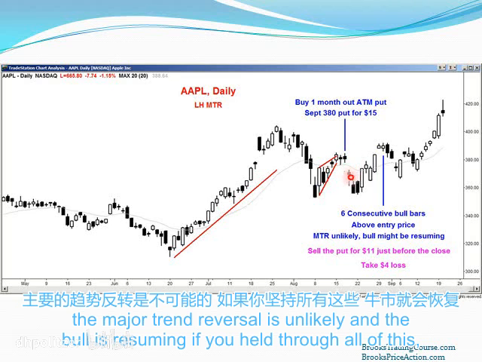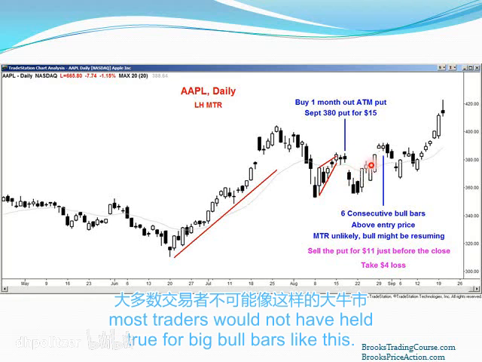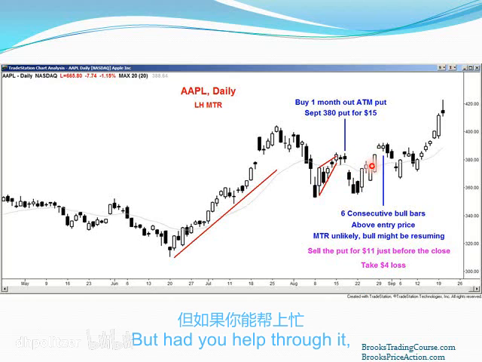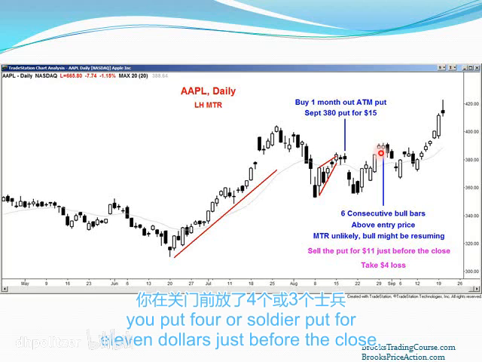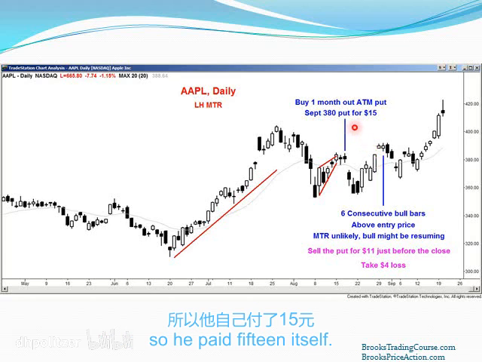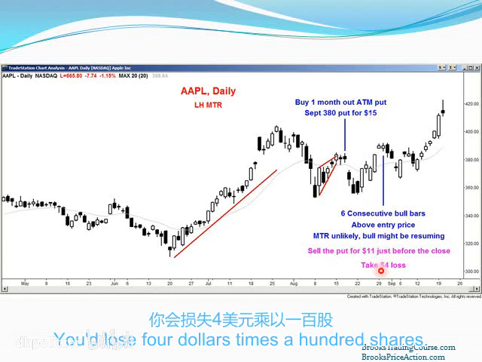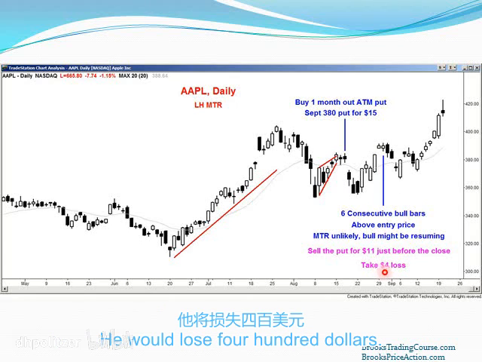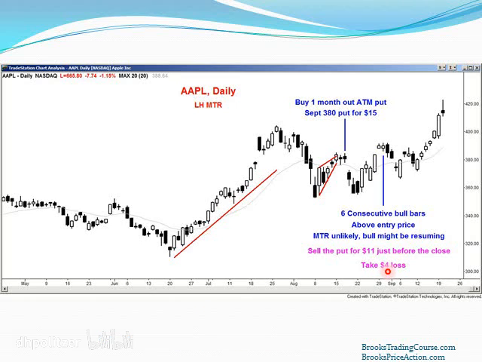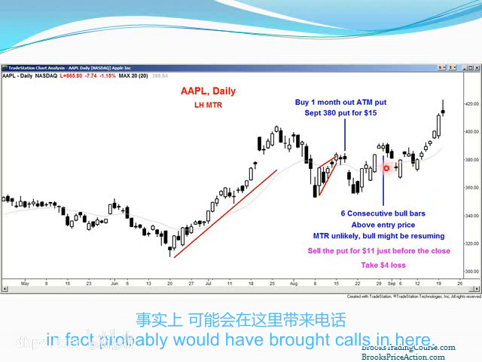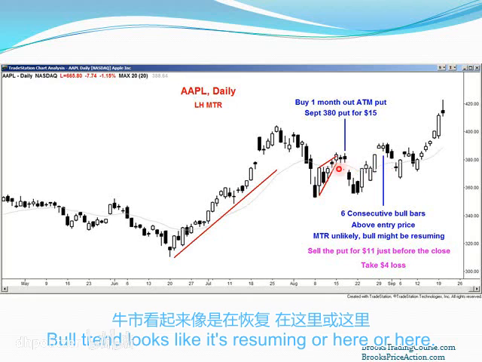If you held through all of this, most traders would not have held through 4 big bull bars like this, but had you held through it, you could have sold your put for $11 just before the close. So you paid $15, you'd sell for $11, you'd lose $4 times 100 shares, you would lose $400. Most traders, in fact, probably would have bought calls in here. Bull trend looks like it's resuming, or here, or here.